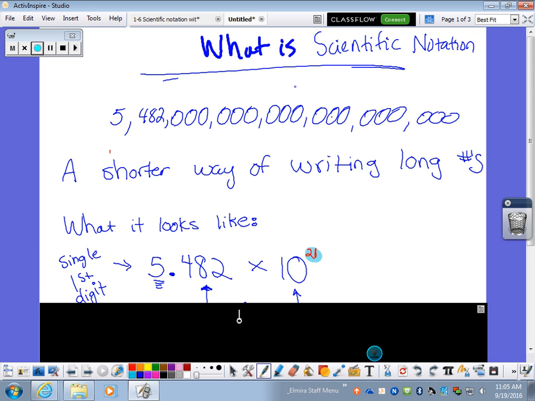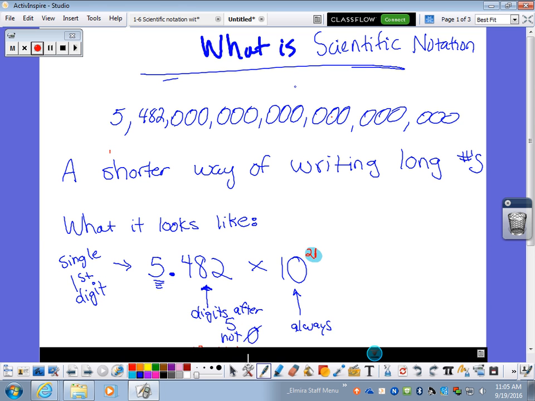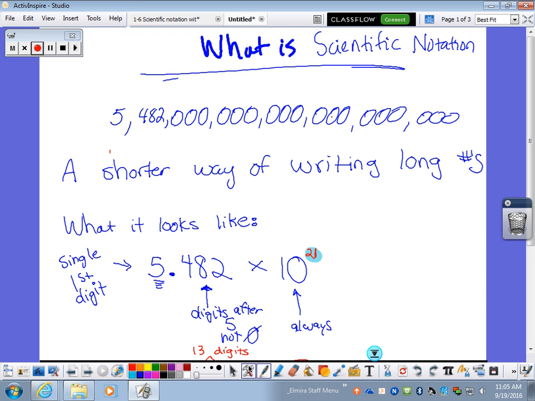When you do scientific notation, if I were to put this number up here in scientific notation, what I have done is put a decimal after the first number. So that's this decimal. Then I write down all the numbers that are not zeros. Basically the idea is, let's cut off the zeros and just write down the other numbers. 5.482. Okay, then we need a times 10.